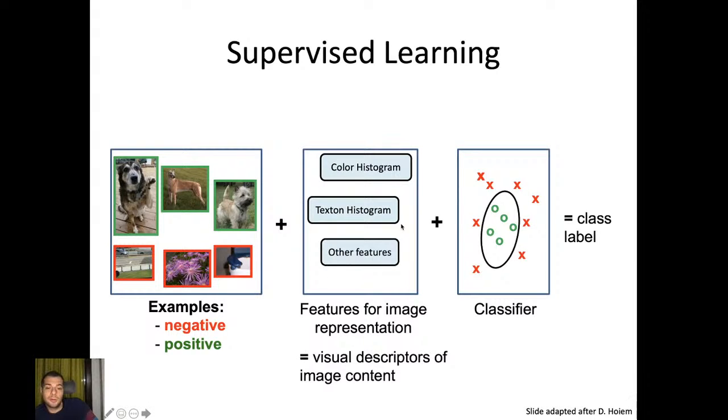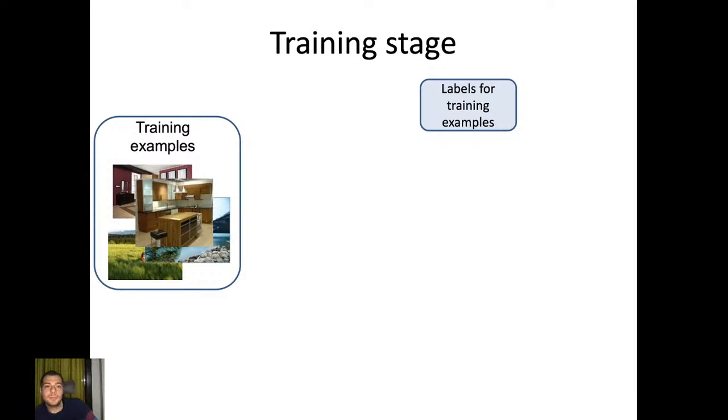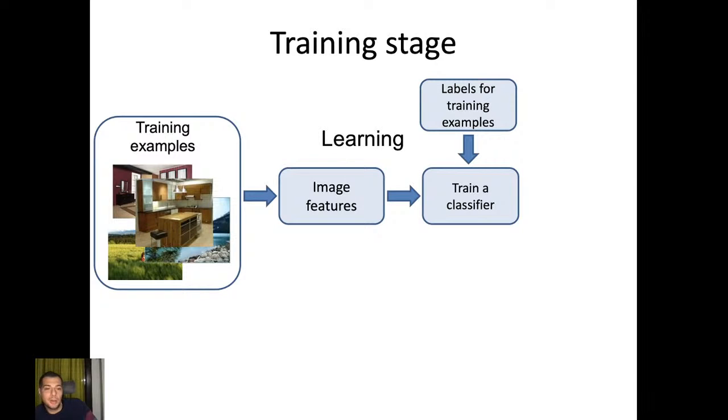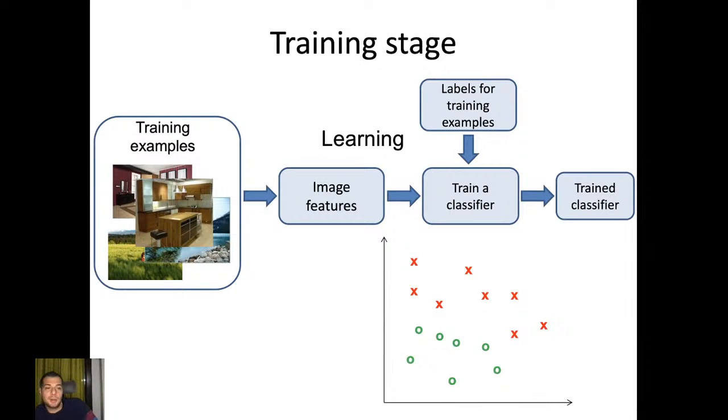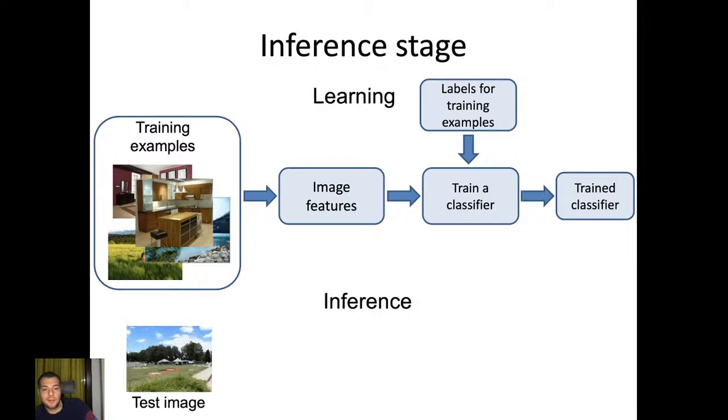So we're going to discuss feature representation for images and feature representations for documents. Okay, so in the training stage, we have the training samples, we have the labels for the training samples, we extract some image features. The learning part involves learning a classifier on top of these image features, and then we use the trained classifier to discriminate at test time between new data samples.